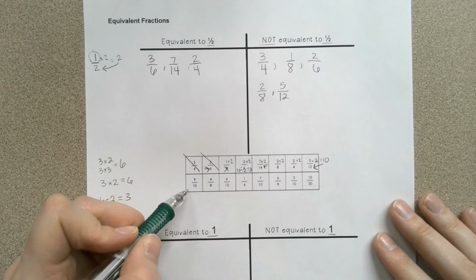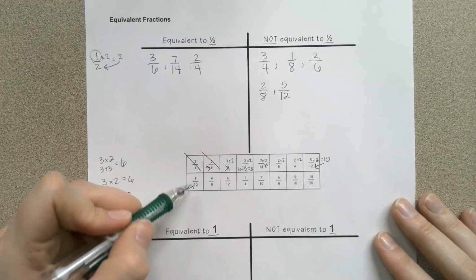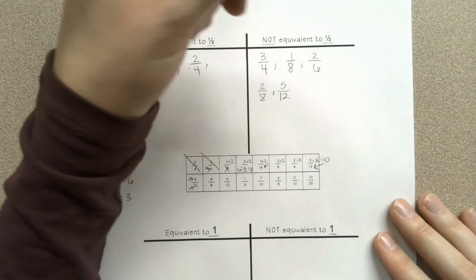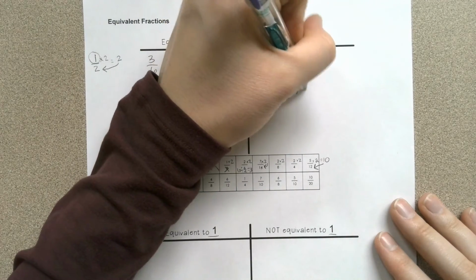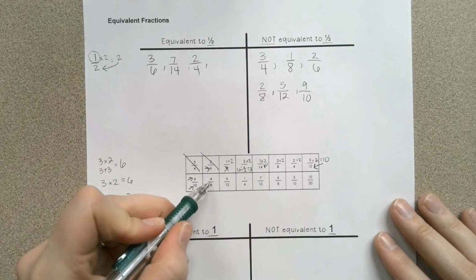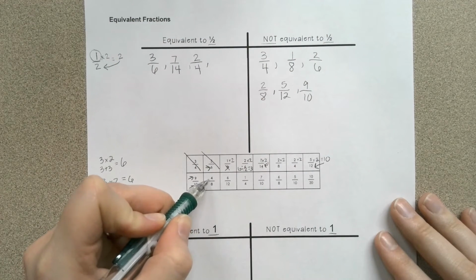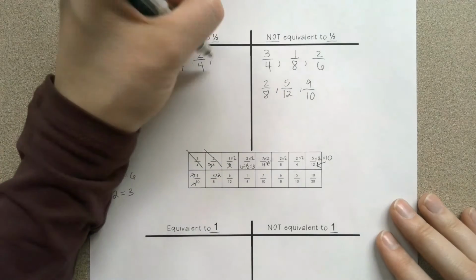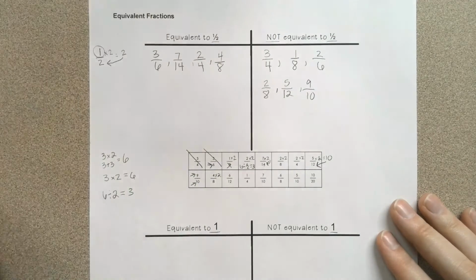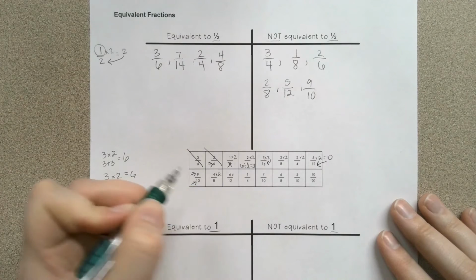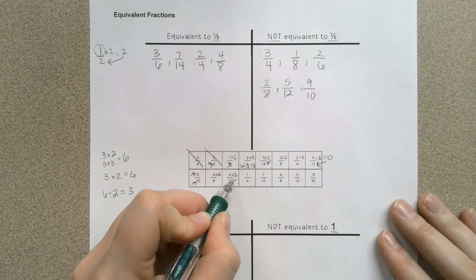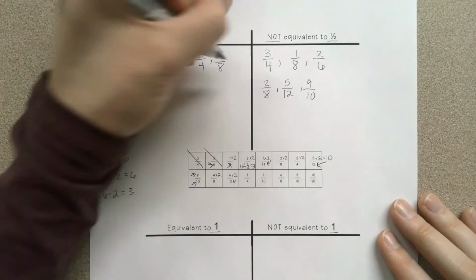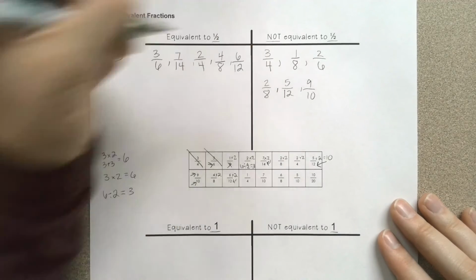9/10, we know that half of 10 is 5, and we have 9. So 9/10 is not equivalent. 4/8, half of 8 is 4, or 4 times 2, if we doubled it, would give us 8. So we know that we have 4/8. 6/12 is the same way. 6 times 2 does give us the 12, or 12 divided by 2 does give us 6, so we know that 6/12 is equivalent to half.